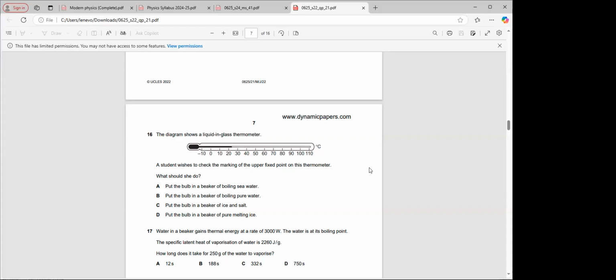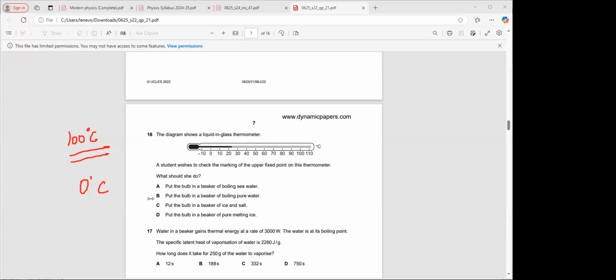What does that mean? Do you know the upper fixed points and lower fixed points for thermometers? Like 0 degree Celsius, 100 degree Celsius. Yeah. So what she'll do, she'll put the bulb in a beaker of boiling pure water because that is the upper limit. See, 0 degree Celsius, she knows, right? But to check the upper fixed point, that will be 100 degrees Celsius. That is the boiling point of water.